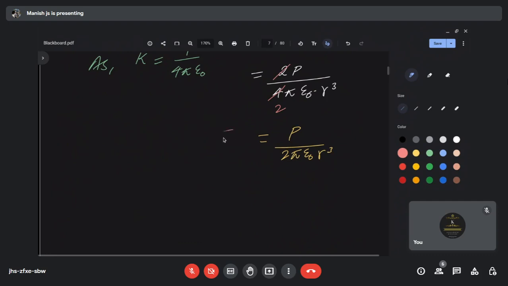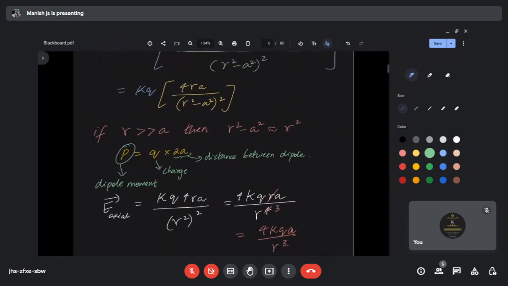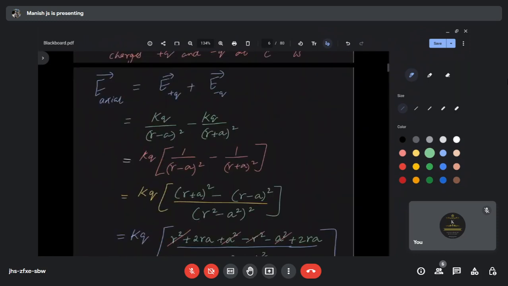So this is the electric field due to the axial line. Like this we can simplify. This is the expression for the electric field due to the axial line. Is it clear? There are two important things we take: one assumption and one approximation, and then we simplify it further. This is the method to derive the relationship for the electric field due to the axial line.